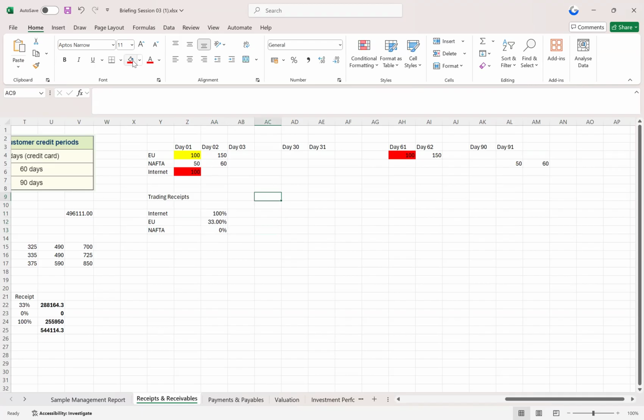Similarly, in case of receivables, for internet, it is going to be 0%. For EU, it is going to be 67%. And for NAFTA, it is going to be 100%. So is this bifurcation clear?